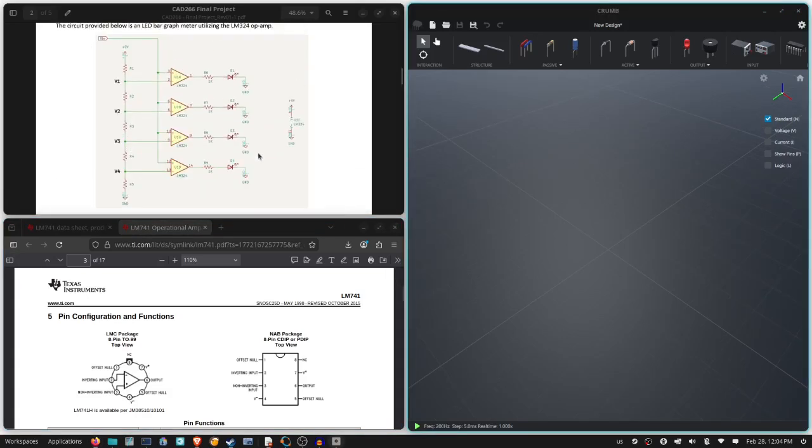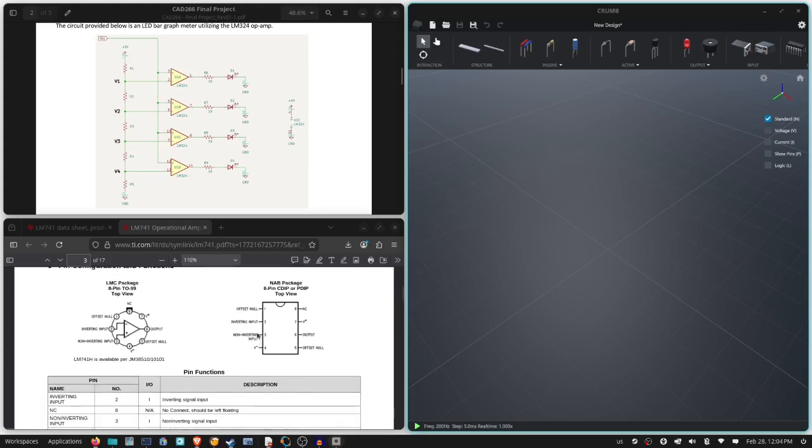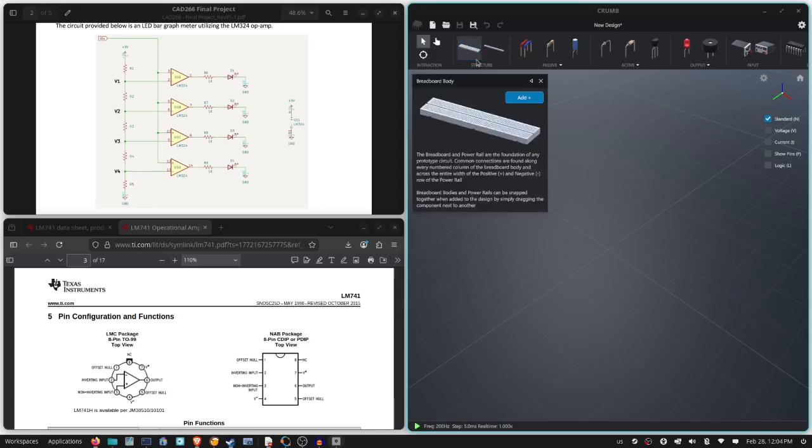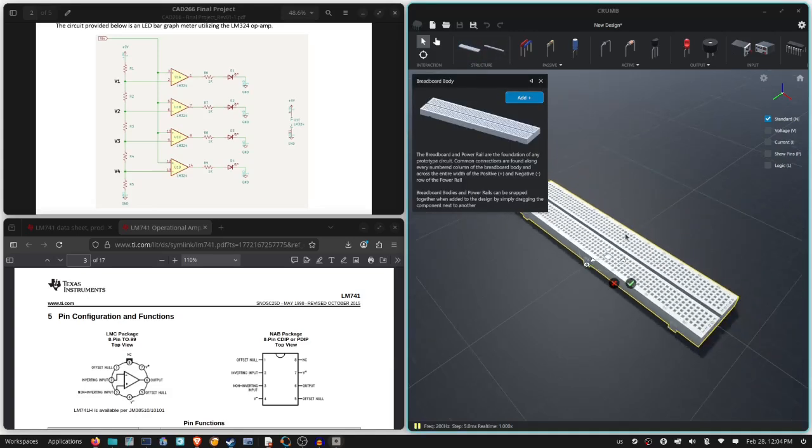And we're going to build this circuit, and instead of the LM324 op amp, we're going to be using 4 LM741 op amps, because that's what this simulator provides. And we're going to build it, and hopefully we're going to see how it works and get a better idea and understanding. And so let's just start with our breadboard.